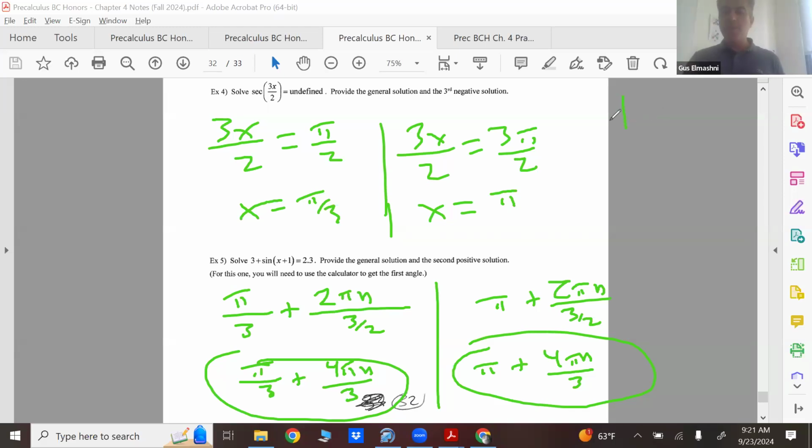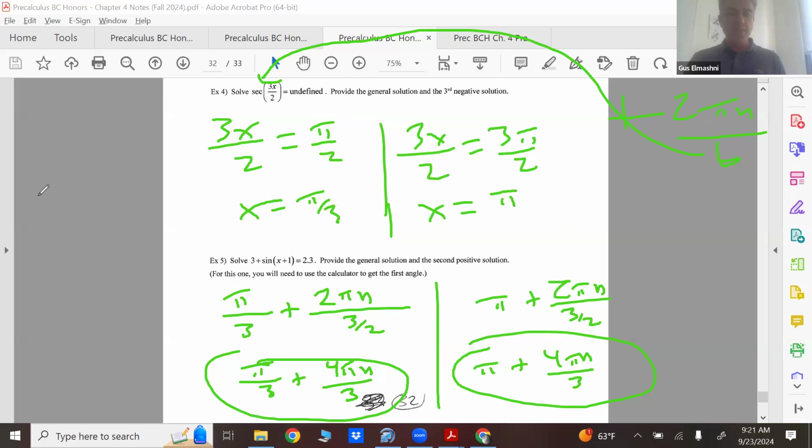So remember, we're just doing this plus 2 pi n, divided by the coefficient of x, 3 halves. Right. Okay. And this is a fun one. Find the third negative solution. So you have to kind of do a little counting. In order to do that, you'd have to plug in -1 for n into both, see which one happens first, and whichever one happens first, then plug in -2 into that to get the third negative solution.